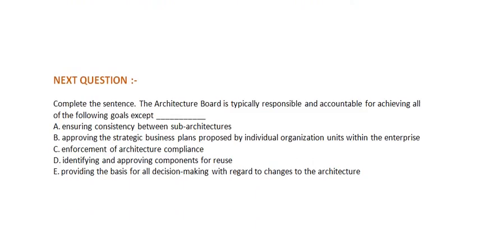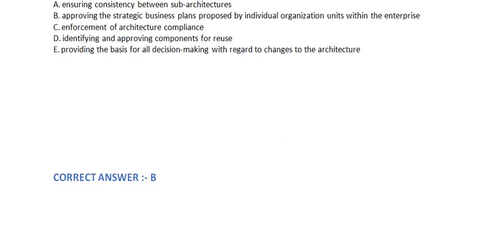Next question is, complete the sentence. The architecture board is typically responsible and accountable for achieving all of the following goals except option A, ensuring consistency between sub-architectures. Option B, approving the strategic business plans proposed by individual organization units within the enterprise. Option C, enforcement of architecture compliance. Option D, identifying and approving components for reuse. And option E, providing the basis for all decision making with regard to changes to the architecture. The correct answer is option B.